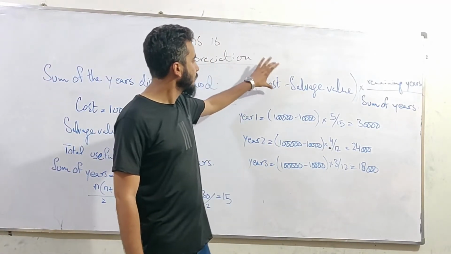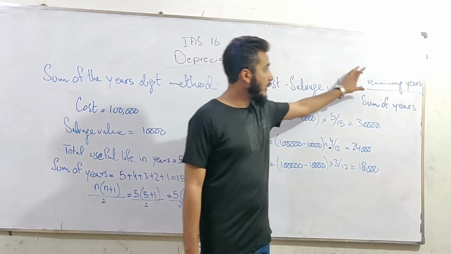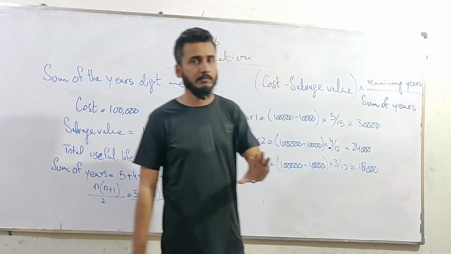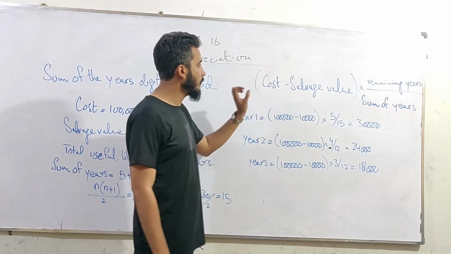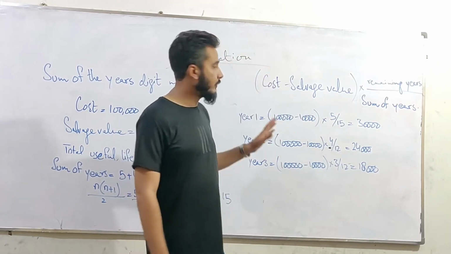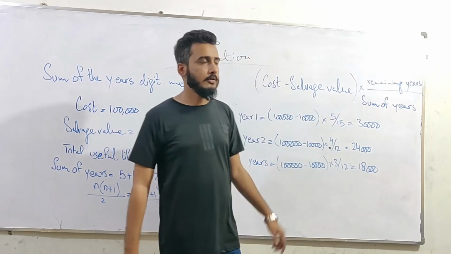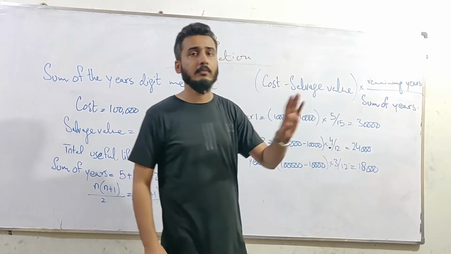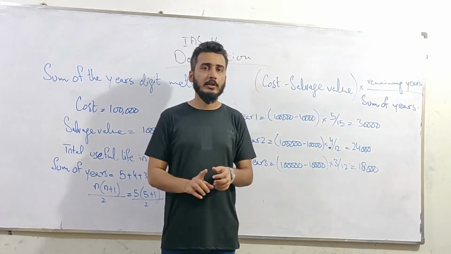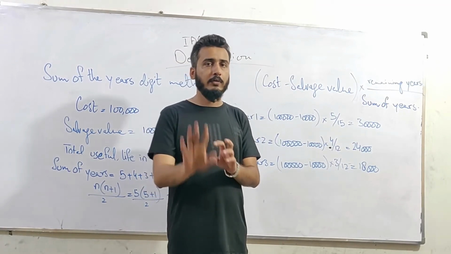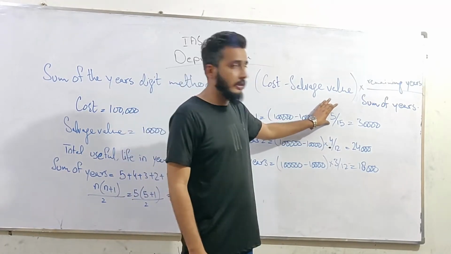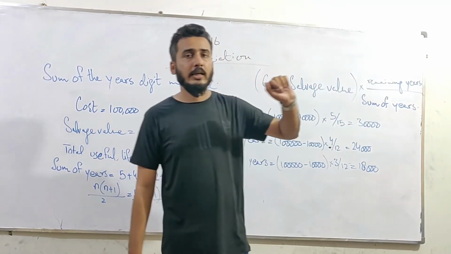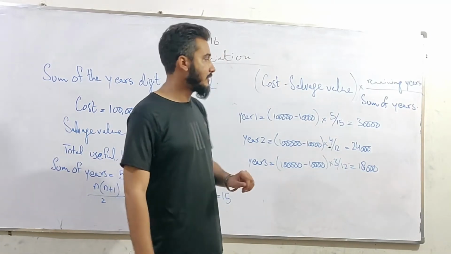So coming to the formula: cost minus salvage value, multiplied by the remaining years of the total useful life of the asset, divided by the sum of the years. In year 1, we will deduct salvage value from the cost, 100,000 minus 10,000, and we'll have 90,000. Multiply it by the remaining years. We are at the start of the first year and the machinery is left for 5 years. So the remaining years is 5, divided by the sum of years, which is 15. So we will get this year's depreciation as 30,000.